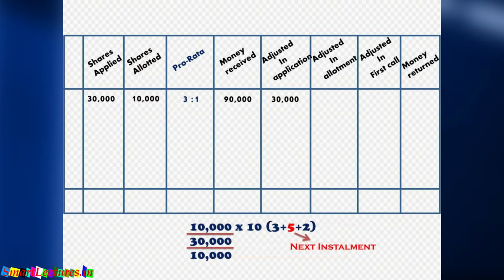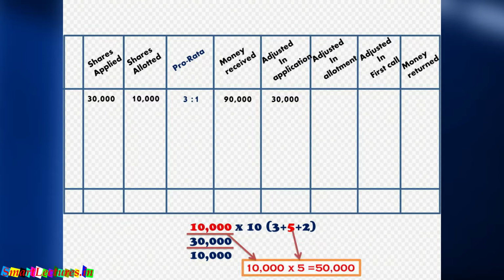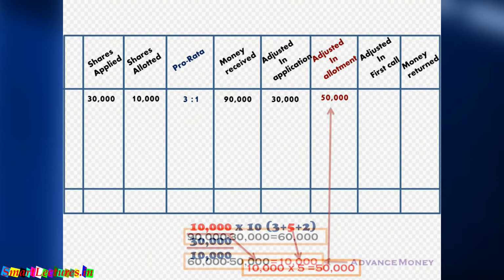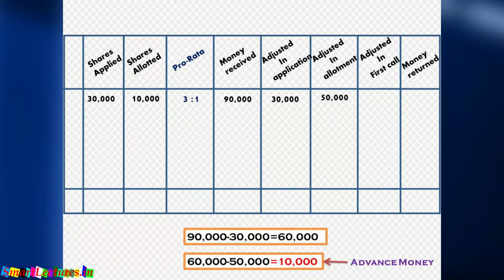And the next installment is for rupees 5. It means we cannot adjust more than 50,000. That is 10,000 into 5, 50,000 rupees. So money adjusted in allotment 50,000. Still we have got advance money, that is 10,000 rupees. This money will be adjusted in first and final call account.